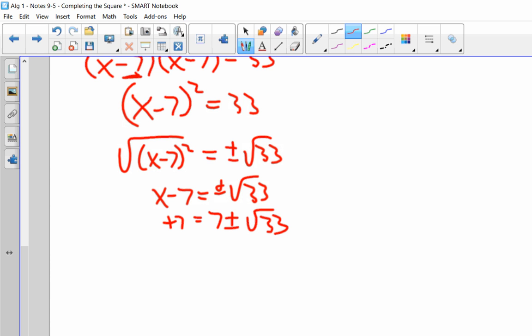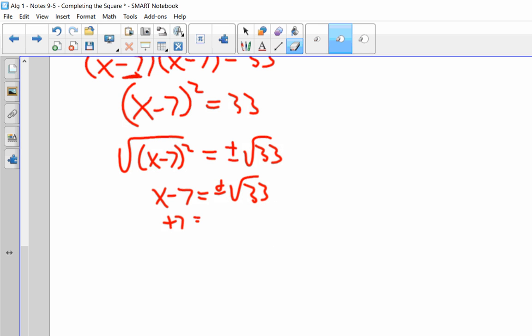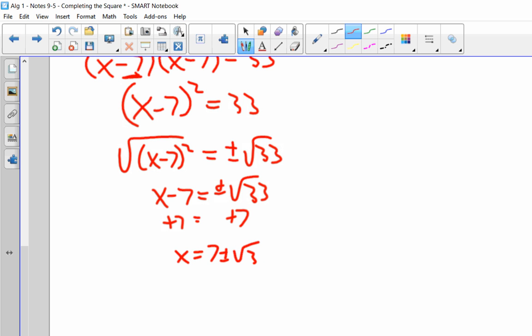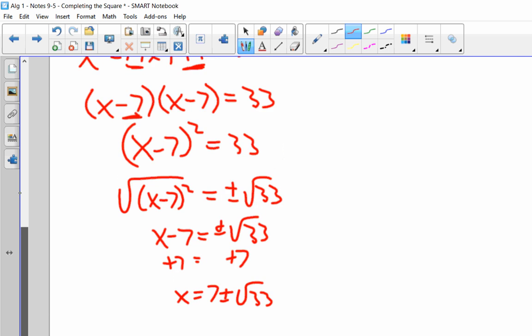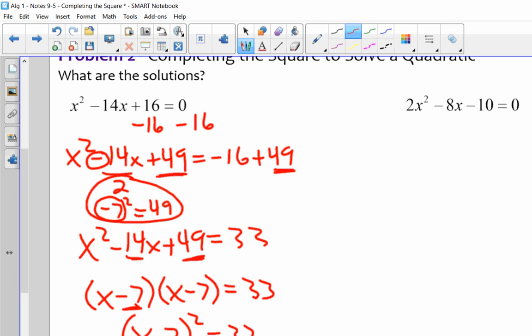Oops. Hold on a second. Let me fix this. Got ahead of myself. Okay. Let me make that neater. Okay. There you go. Took up a lot of room. Lots of steps, lots of things to remember. But practice, practice, practice makes us better.